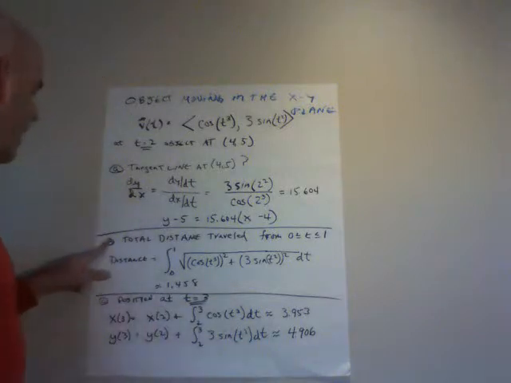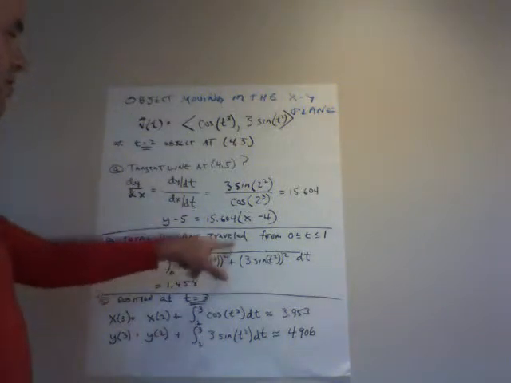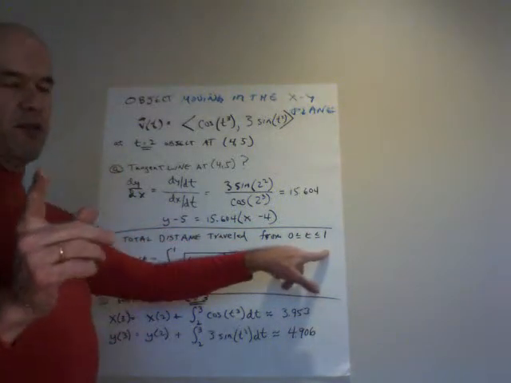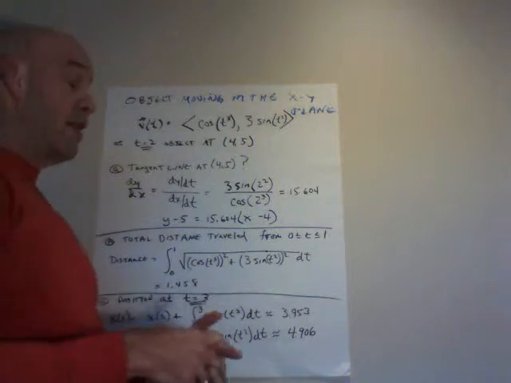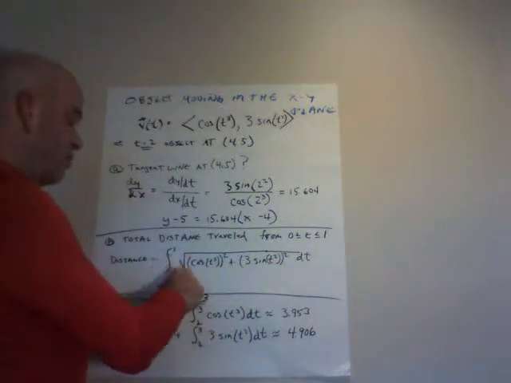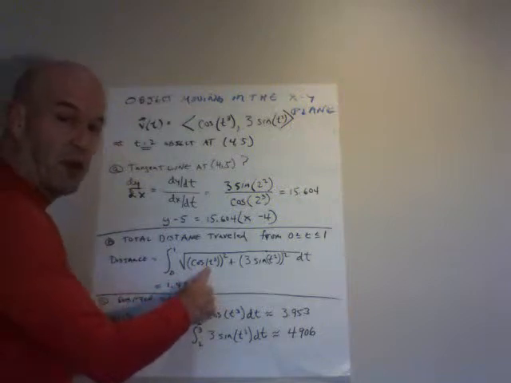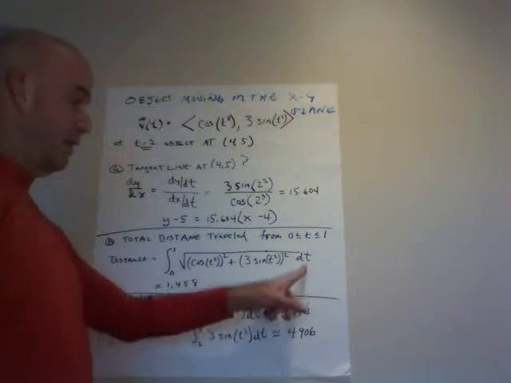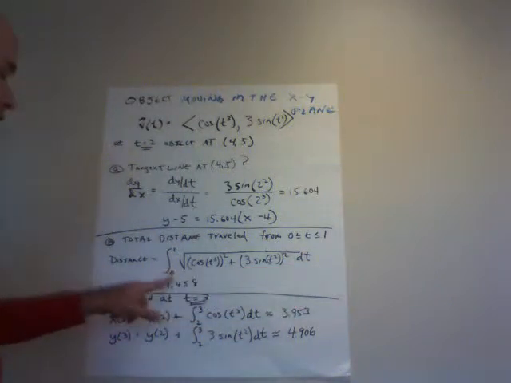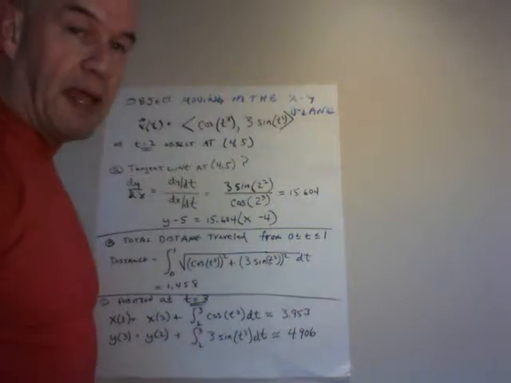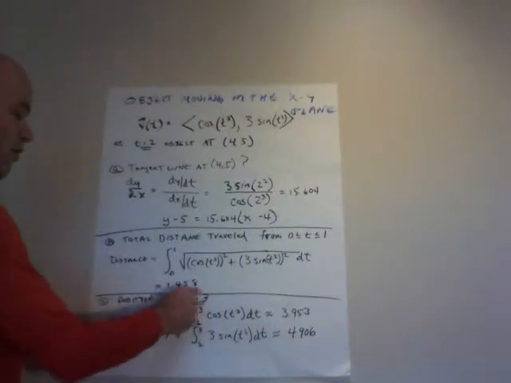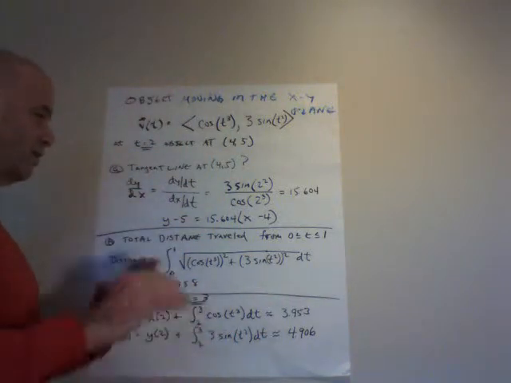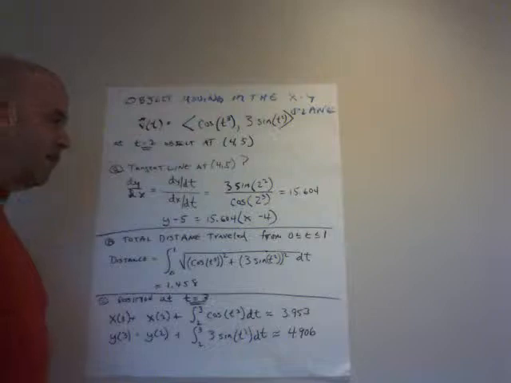All right, second, what is the total distance traveled from 0 to 1? So today we talked about arc length, but I'm going to talk in a little bit more detail here. The arc length formula is the square root of dx dt squared plus dy dt squared dt. So we talked about that today. So if I integrate that from 0 to 1, I get 1.458 using FnInt, which you should practice till you can do it very quickly and efficiently.